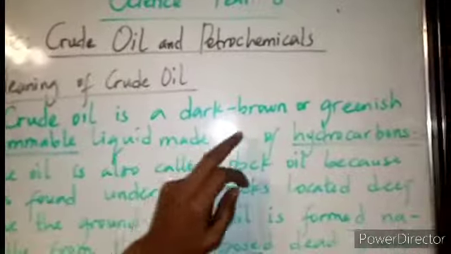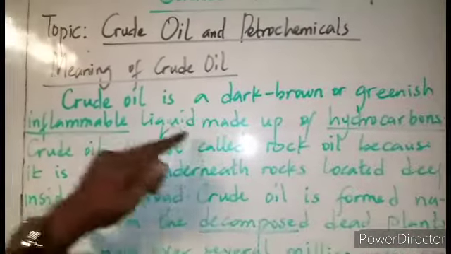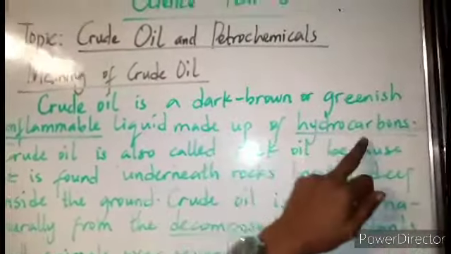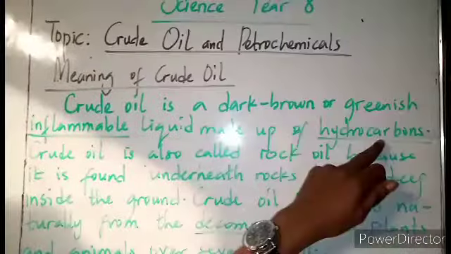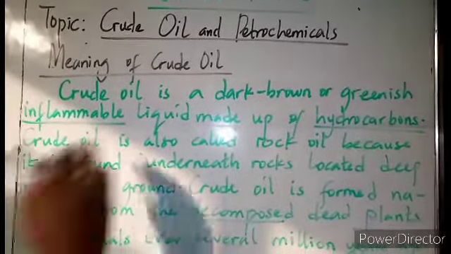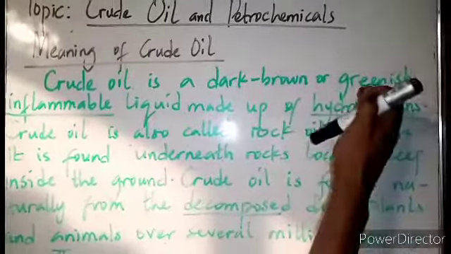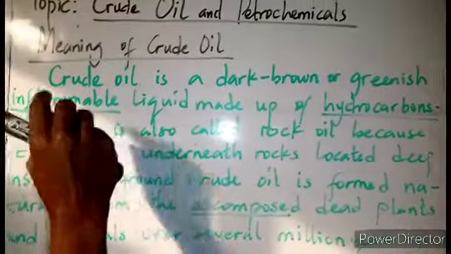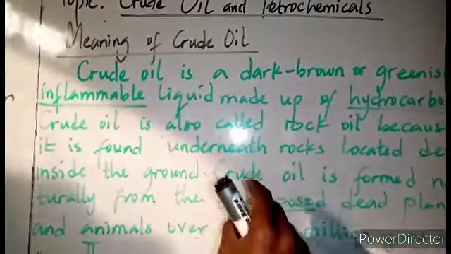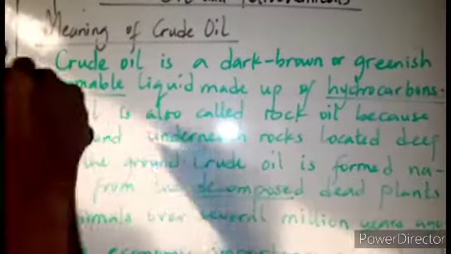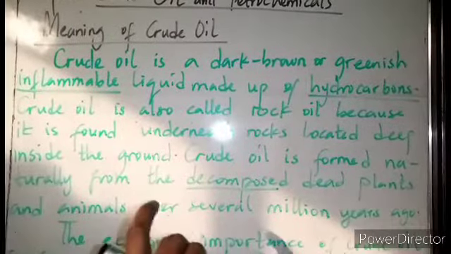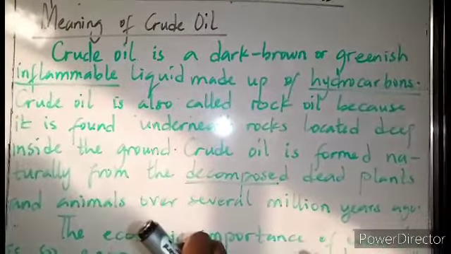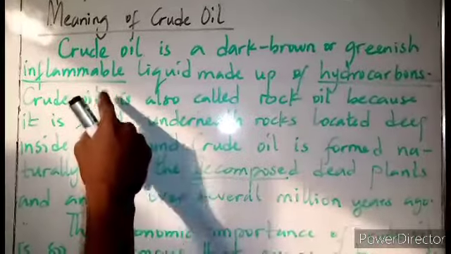Crude oil is a dark brown or greenish inflammable liquid made up of hydrocarbons. I'll take that again. Crude oil is a dark brown or greenish inflammable liquid made up of hydrocarbons. So this simply means that the color of crude oil is dark brown or greenish. That's the color. Inflammable means it's very, very quick to catch fire. It's very fast to catch fire, or that has what they call metallic heat in it. When something has heat, it's quick to catch fire. That's the meaning of inflammable.